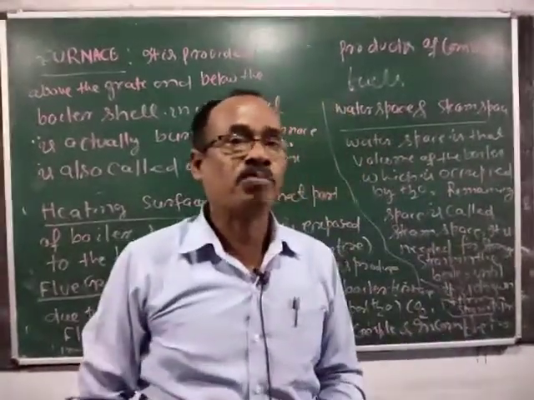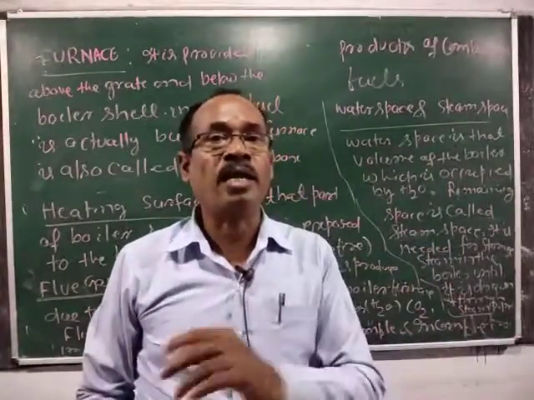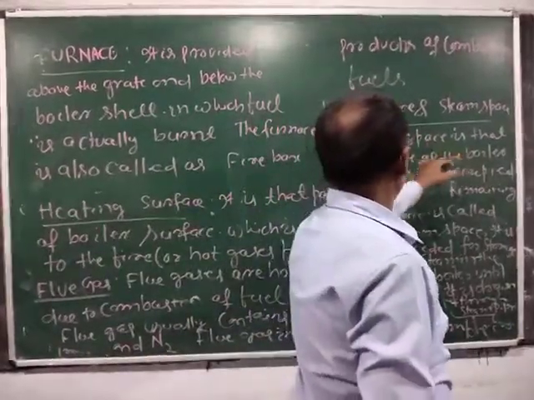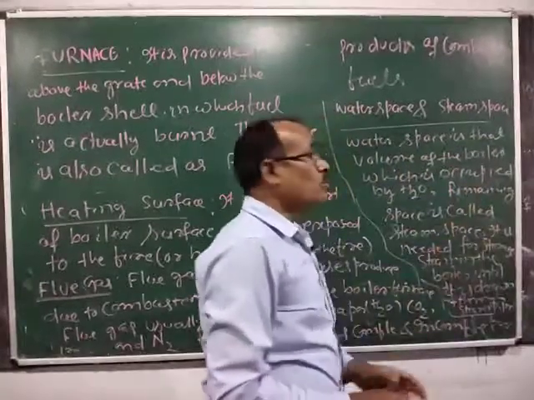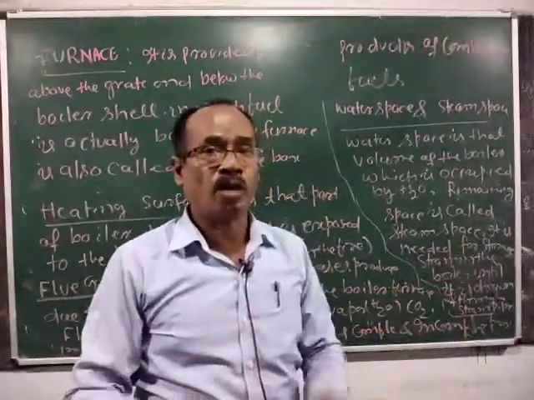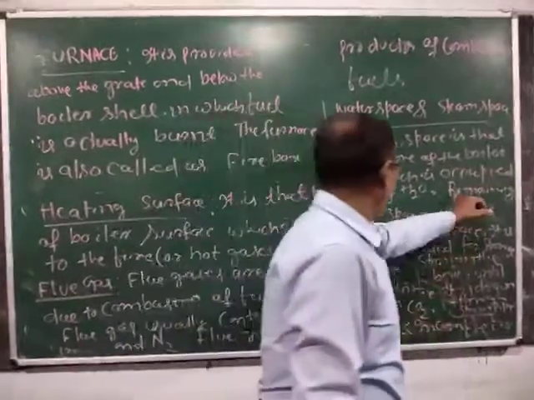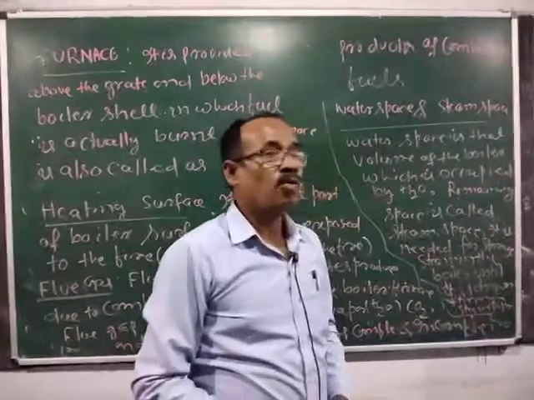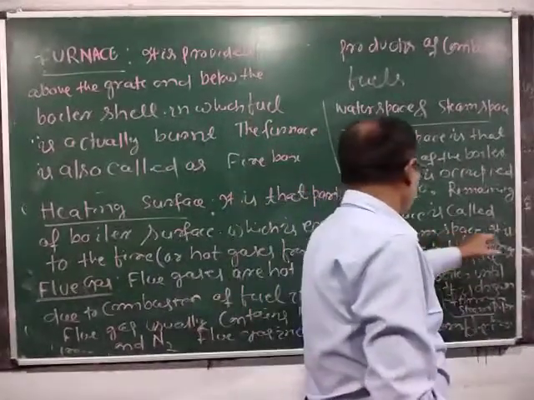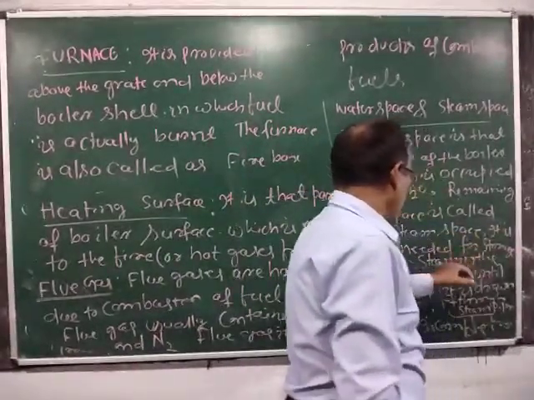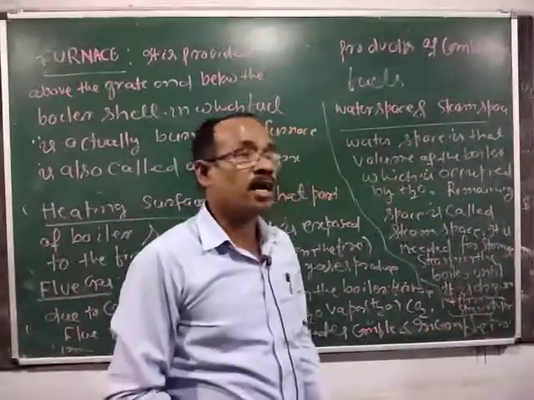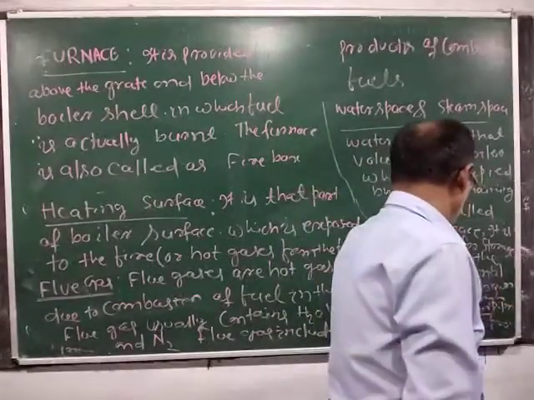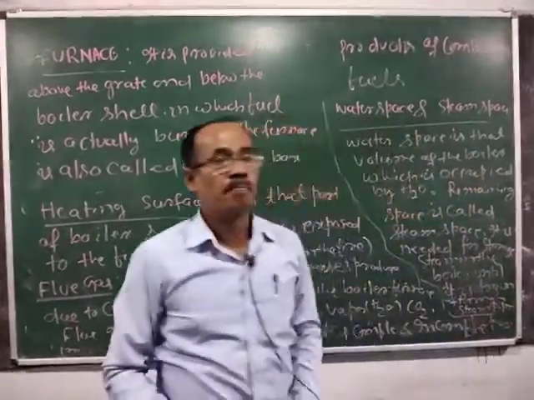Then next point is water space and steam space. Water space is that volume of the boiler which is occupied by water. Remaining space is called steam space. Why is it called steam space? Because it is needed for storage of steam in the boiler until it is drawn off through the steam pipe.